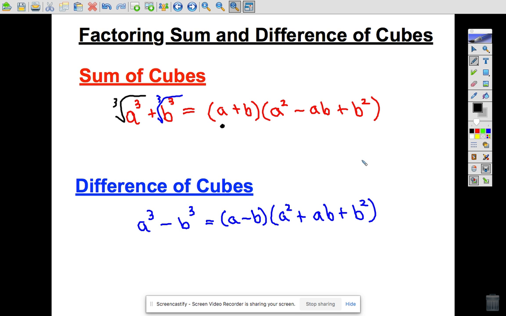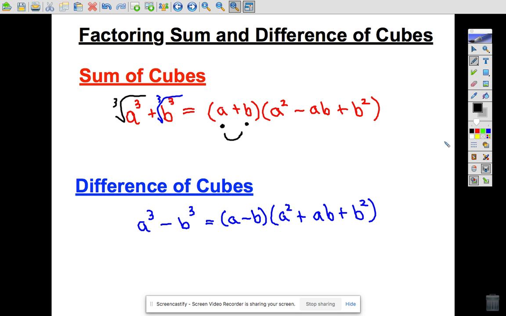Well, then how did they get the middle part? Let's see. If I have a and b here, it looks like they took these and multiplied them together and got ab. And then to get the last part, they took this b and squared it. Oh, we got a smiley face.